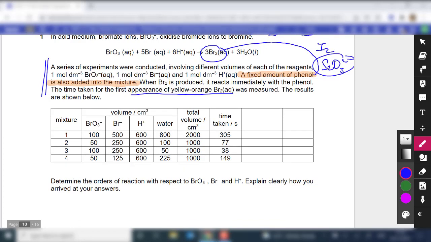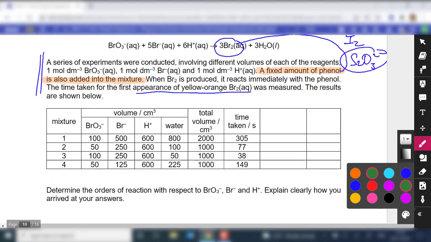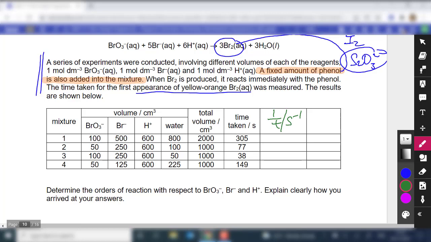So for these two columns, what you need to record here would be, first of all, 1/time, in the units of per second, and if possible, you should be able to measure the relative rates. If you just quickly punch your calculators, you should be able to get 3.279 times 10 to the power minus 3, 1.299 times 10 to the power minus 2, 2.632 times 10 to the power minus 2, and 6.71 times 10 to the power minus 3.